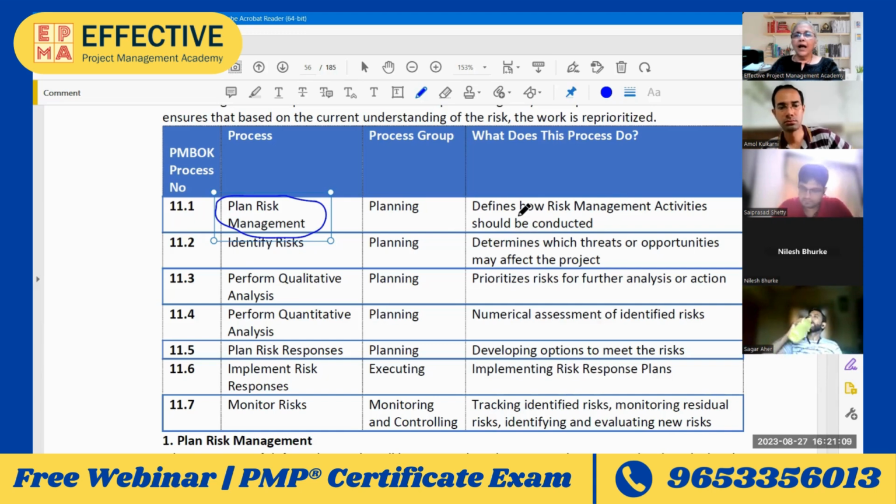It defines how risk management activities should be conducted. What are the powers that a project manager has? Does the project manager need any risk experts? If he needs help, how is he going to get that help? Have there been previous similar projects? Can the project manager learn something from previous similar projects? Make that data available to him.